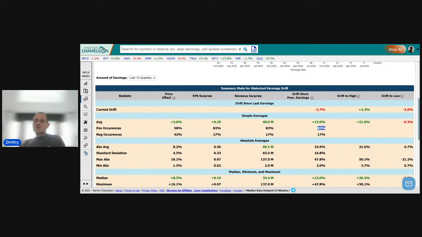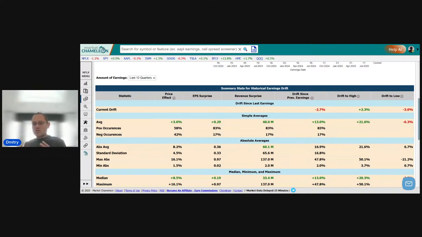The average to the high and average to the low. So we're looking at these averages. The average to the high is up 21%. The average to the low is down 6.3%. So historically, the post-earnings drift has had a positive lean or positive bias. Okay, so the skew, right? We have a positive skew historically in Netflix based on the data items that we are analyzing.